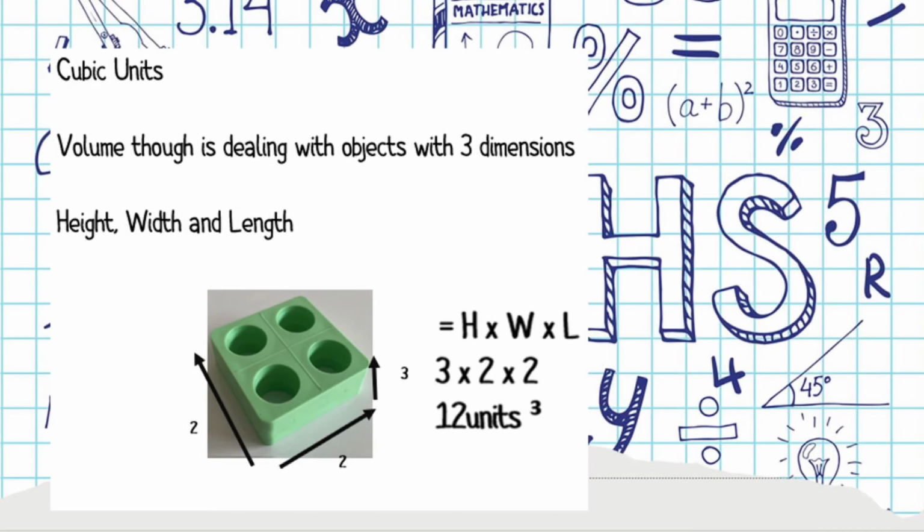Look what I did next. This time I've added a third numicon to the tower, meaning I've increased the height dimension by 1. Using the formula for volume, I can find the total amount of space this shape takes up. The formula is height times width times length. I've shortened this to just the first letters. I can show that 3 times 2 is 6 and that 6 times 2 is 12. This means the volume of this shape is 12 units cubed.